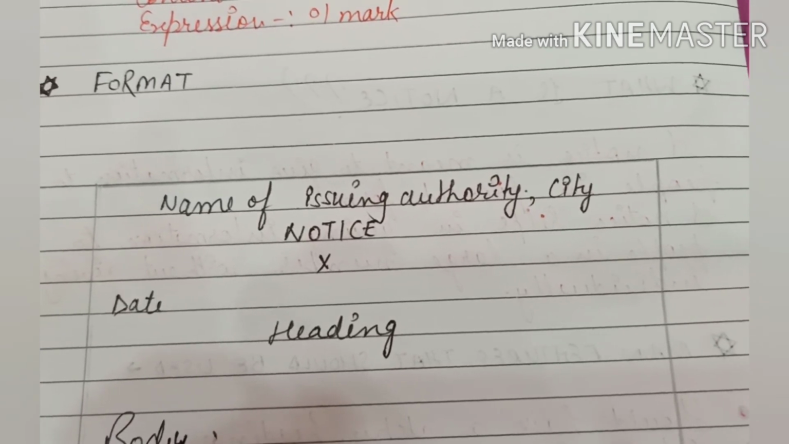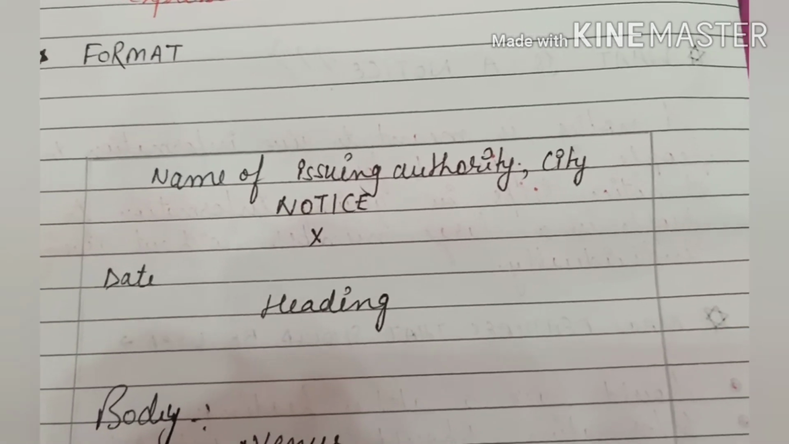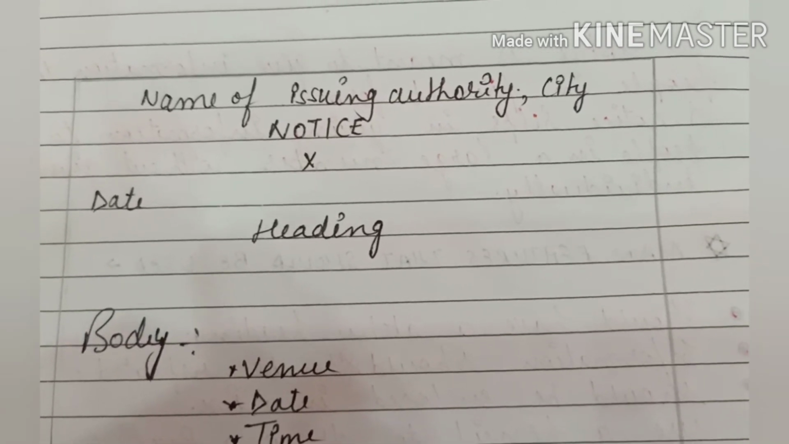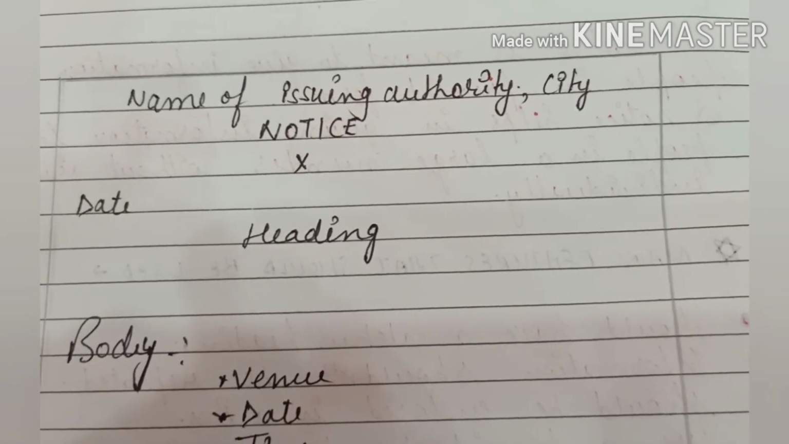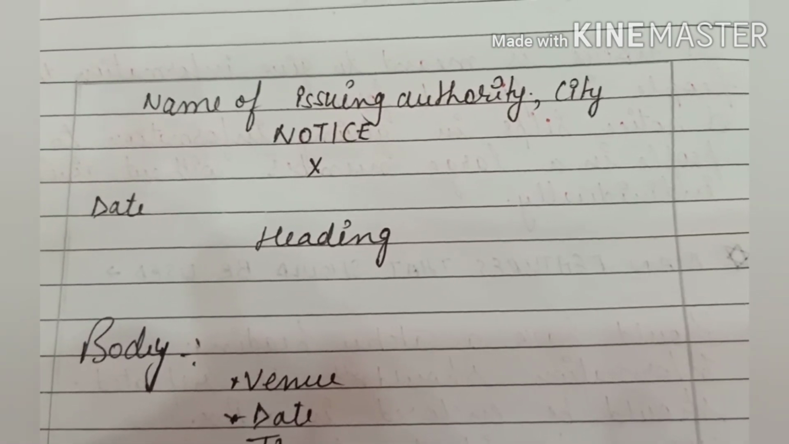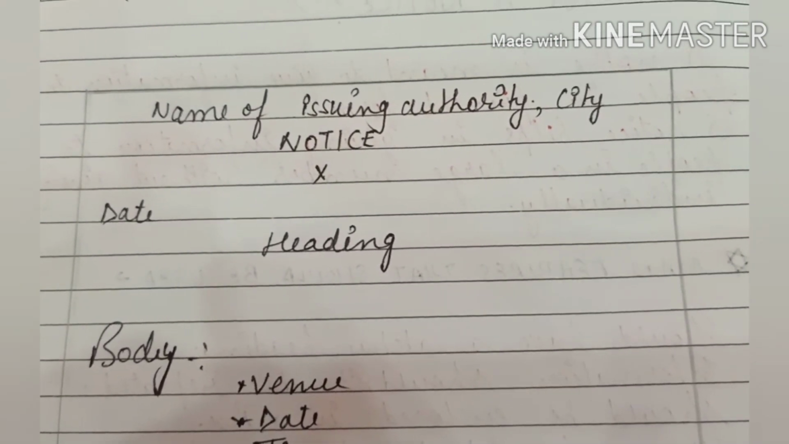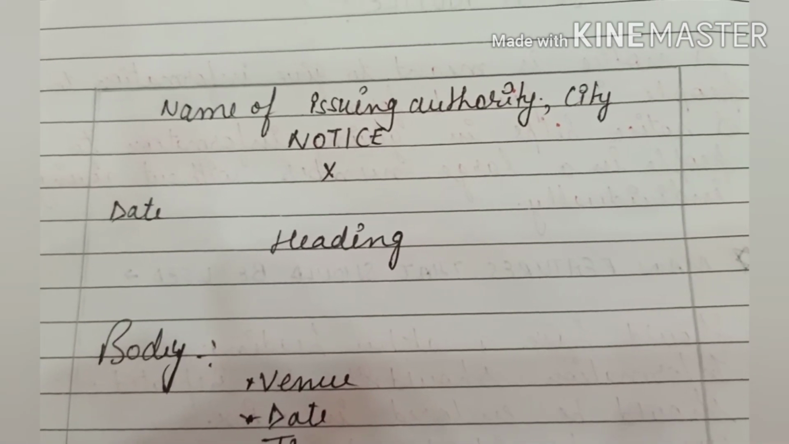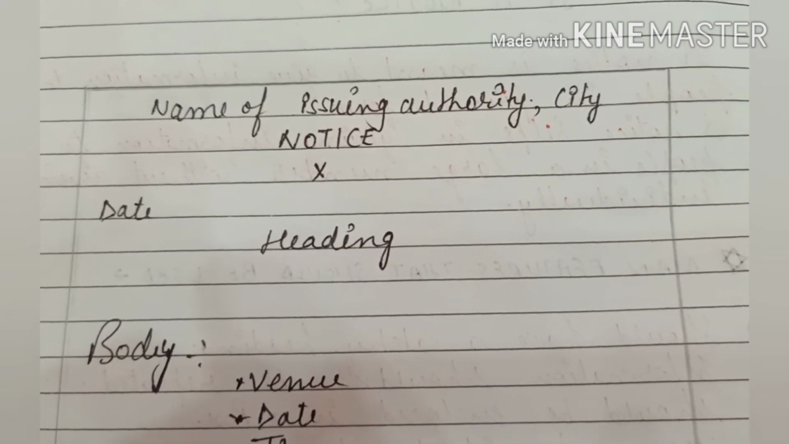Now we will see the format of notice writing. Firstly, we will create a box using a pencil. Then we will mention in the first line the name of the issuing authority with city, meaning the name of the organization which is organizing an event. In the next line you will mention NOTICE in capital letters. A cross represents the lines to be left, so we will leave a line after writing notice.